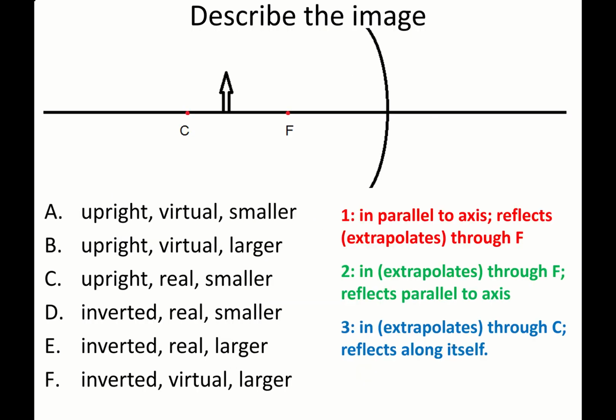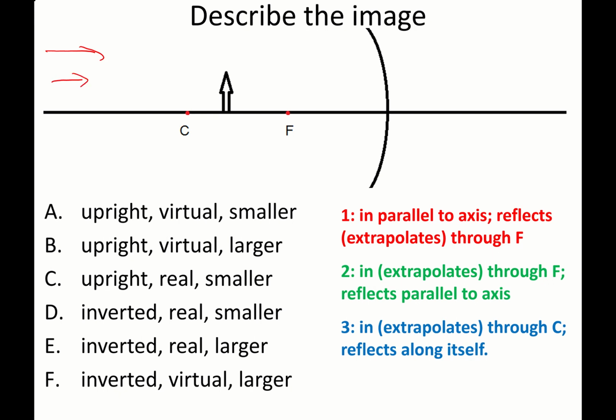So let's go through a bunch of examples. We're going to go through basically all the different possible situations there could be. All right, so for this one, we're going to start off. What is it? It's a concave mirror because it's shaped like a cave. The light's coming in from the left side.